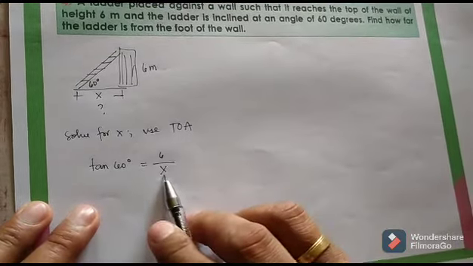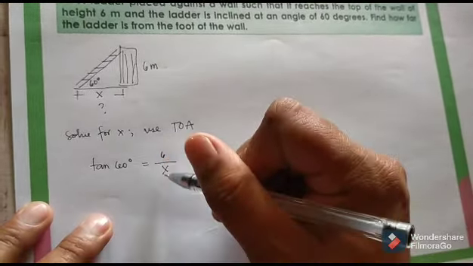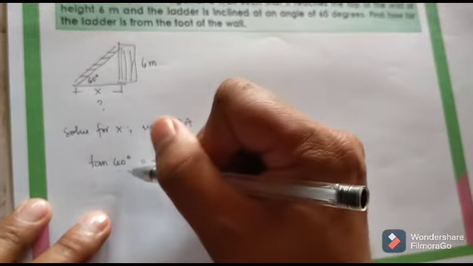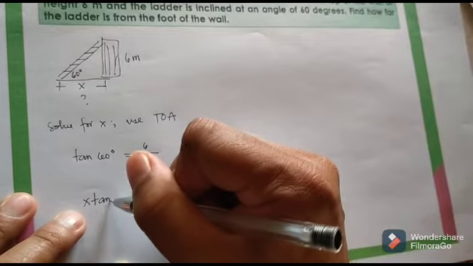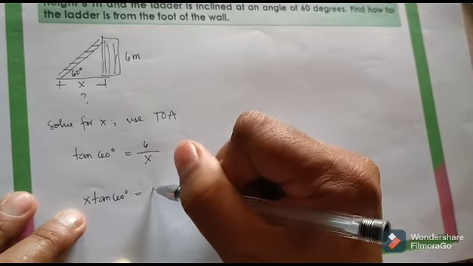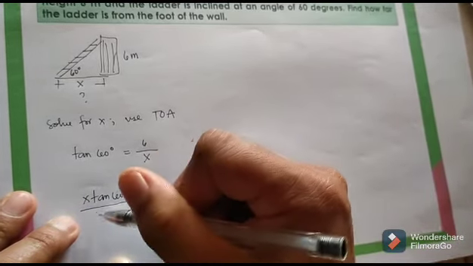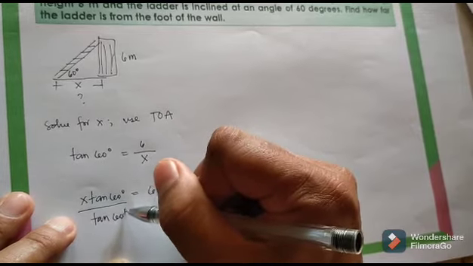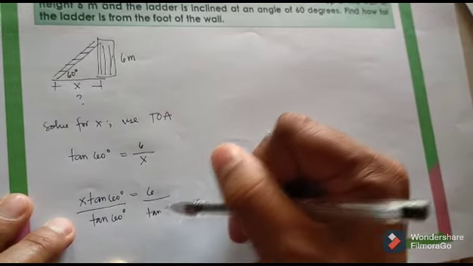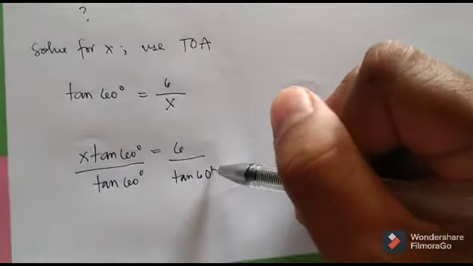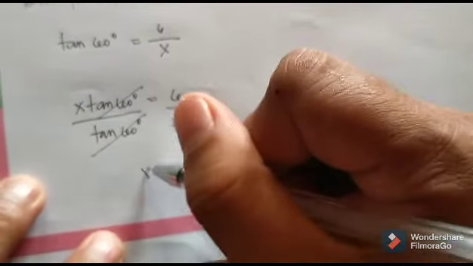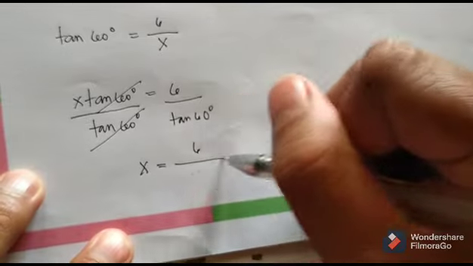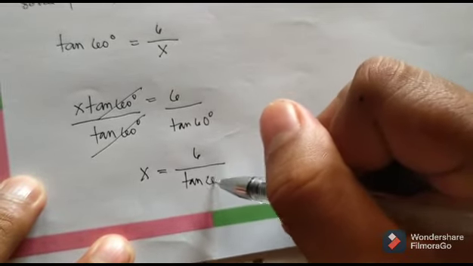So to solve for x, therefore you would have cross multiplication. So this would be over 1. So x tangent 60 degrees is equal to 6. So divide both sides by tangent 60 degrees. What is left in this side is x. So you would have 6 over tangent 60 degrees.